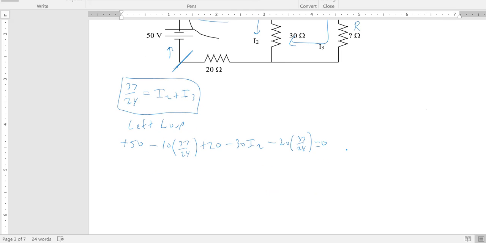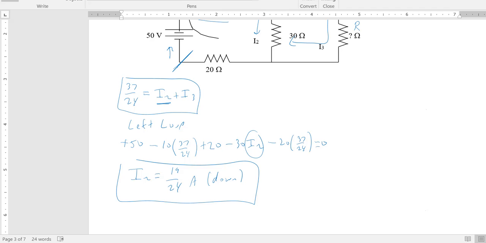If you look at this, what's the only unknown? I2. I'm not going to belabor all the algebra with you, but if you do all the algebra, I get 19 over 24 amps. I kept it as a fraction. And it is down. We guessed correctly. You get a positive answer. So then I know I3. If I know I2, I now know I3. So I3 is going to be 37 over 24 minus 19 over 24, which gives you 3/4. So I3 is 3/4 of an amp.